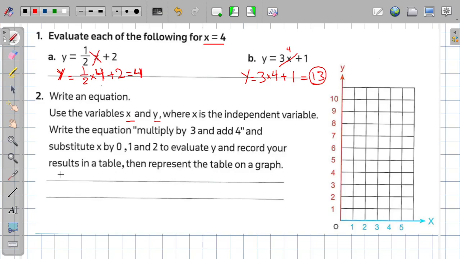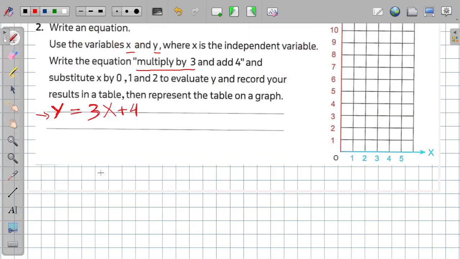Okay, so first I wanted to find the equation. So I will say y equals x. Okay, so I wanted to multiply by 3 first, and I will add 4. So I will multiply 3 by x. So I have 3x and then I will add 4, so I will say plus 4. This is my equation. Next, I want to find the value of y when x equals 0, 1, and 2.